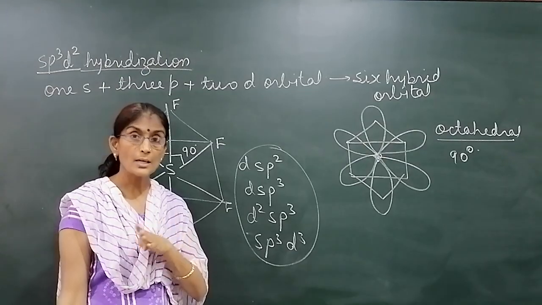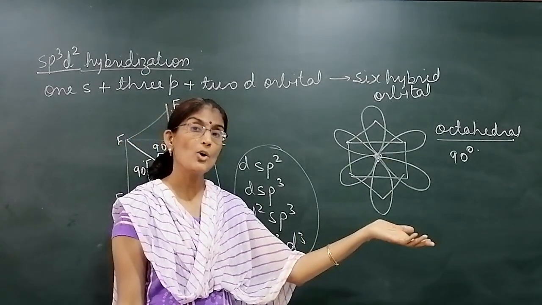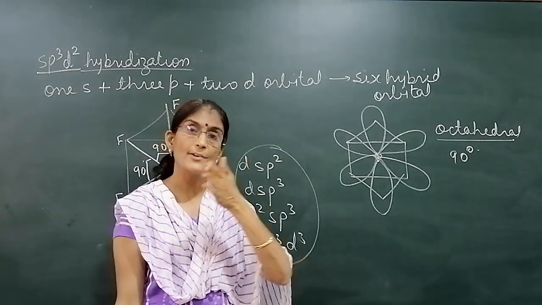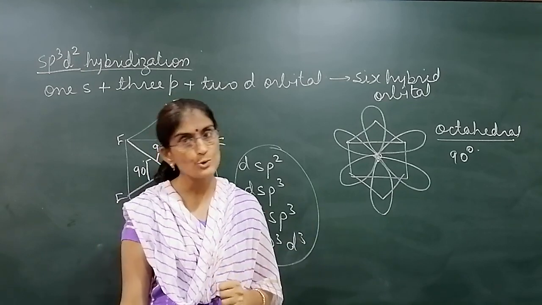So if the inner d orbitals participate, then it is d2sp3, and if outer d orbitals participate in hybridization, then it will be sp3d2. In detail we will talk about it in 12th standard.